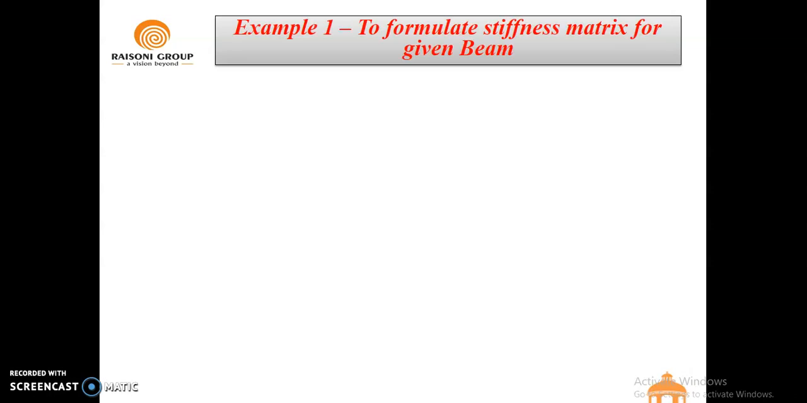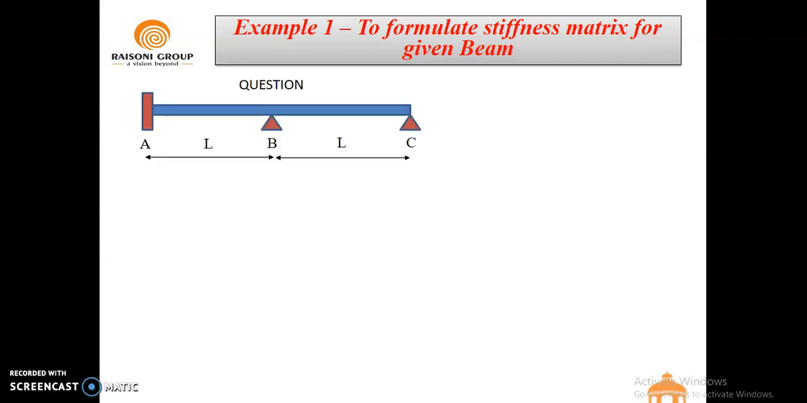Now we will try to formulate a stiffness matrix for a simple indeterminate problem. So look step by step. Example 1: to formulate the stiffness matrix for the given beam. This is the given beam, which is statically indeterminate in nature. It is a two-span continuous beam having a fixed support at A and simple supports at B and C. Each span is of L meters.